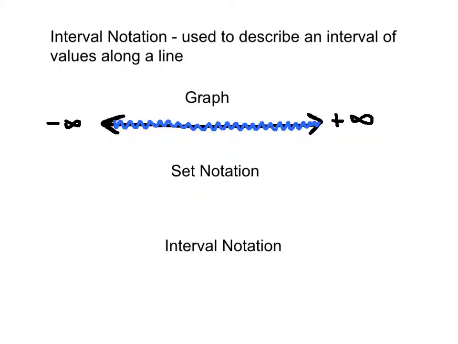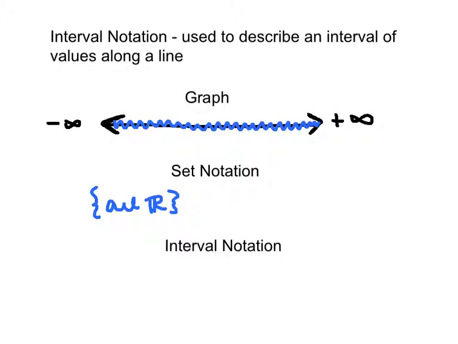Another way to represent all of those numbers would be using something called set notation. Set notation involves brackets, and a way to represent all of the real numbers on the number line would simply be by saying, in the set, all real numbers, all reals. Finally, the way we want to talk about today, representing all of those numbers that sit on a number line, would be by using something called interval notation.